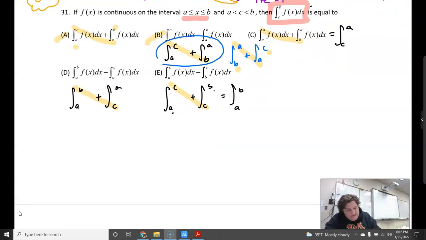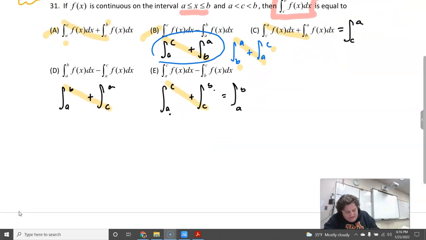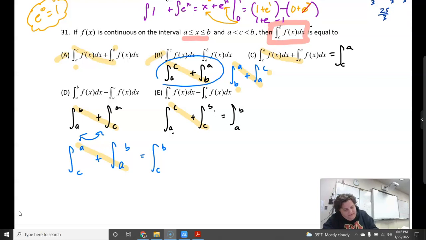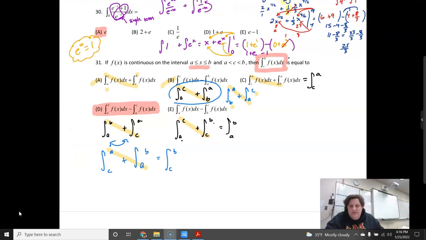Okay, but look at this one. Look at letter D. It didn't match up this way, but let's say I flip these around. Because it's plus, I'm allowed to do that. C to A to B, match up, and it equals C to B, which is finally what I'm looking for. My goodness, it's going to be this one. All right. We'll think of maybe a better way that we can look at that. But there we go. That's your answer.